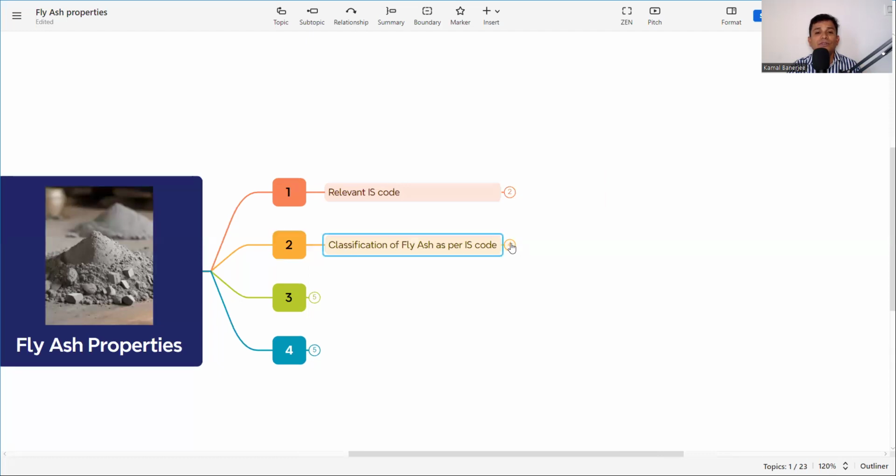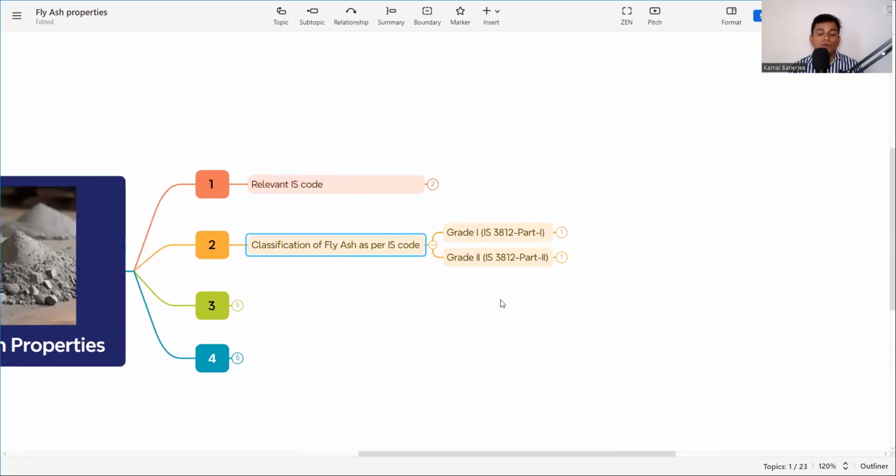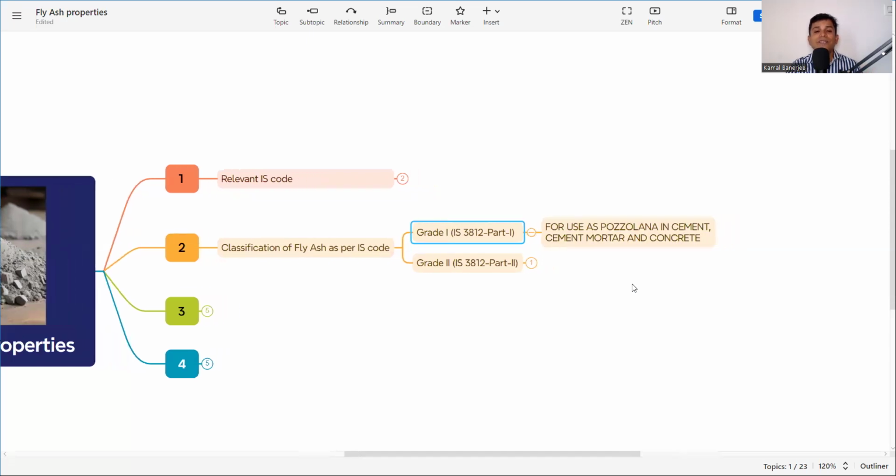There is a classification of fly ash as per IS code. As per IS code, two grades of fly ash are available. What is grade 1 or grade 2? So IS code classified two grades of fly ash, that is grade 1 and grade 2. Grade 1 is described in IS 3812 Part 1 and grade 2 is described in IS 3812 Part 2. What is Part 1? Part 1 is for use as pozzolana in cement, cement mortar and concrete.